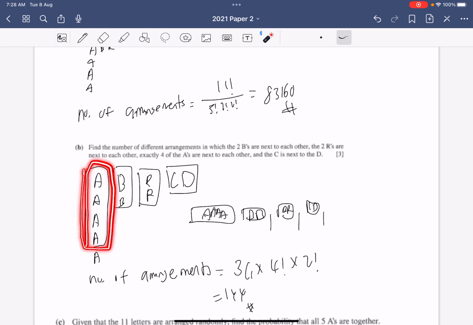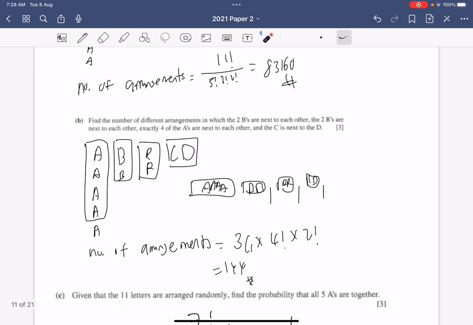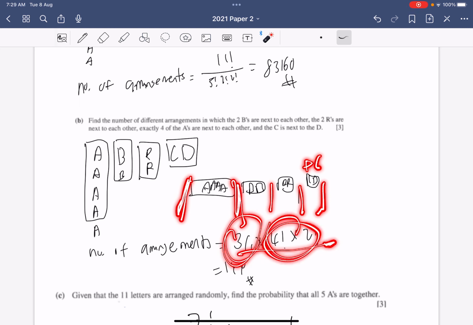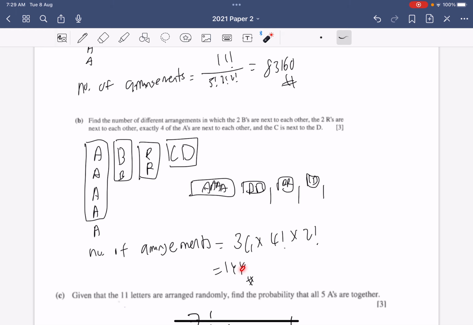And so the idea is now we need to arrange these 4 blocks first and later slot in the A. So you arrange the 4 blocks, which is 4 factorial, then times 2 factorial because CD can be DC also. Then you can choose 3 slots only to place where your next A is, because it cannot be placed here or here. So that's why it's 3 choose 1 times the arrangement earlier, which is 144.